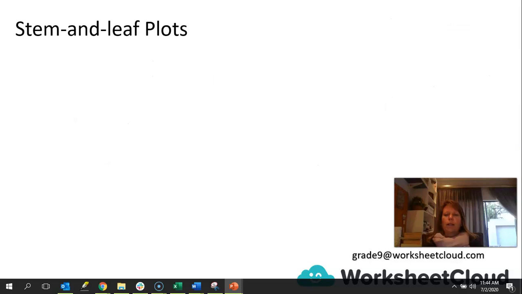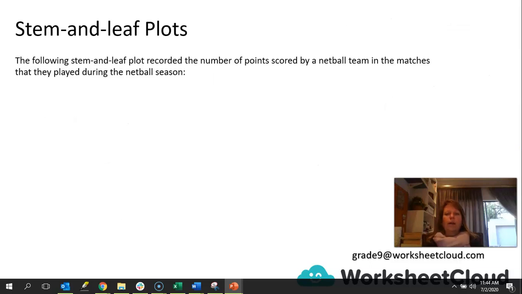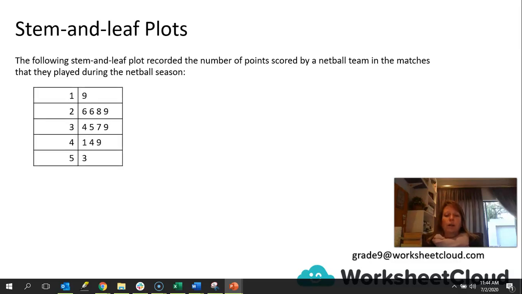Okay, right, let's look at stem and leaf plots. This following stem and leaf plot recorded the number of points scored by a netball team in the matches that they played during the netball season. Okay, so here we have our stem and leaf plot. We generally will put in a key, but you all know what a stem and leaf plot is. This is the number of the tens, and that is the number of the units. So instead of writing 26, 26, 28, we just put the 2 there, and that would be 26, and that would be 26, and that would be 28, and that would be 29. Okay, so this, therefore, is 19.